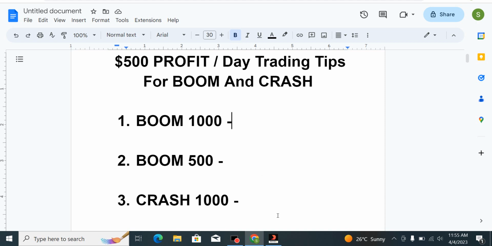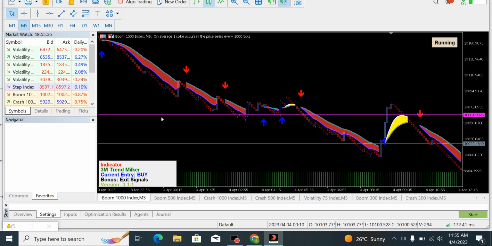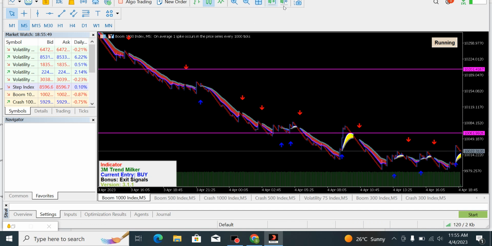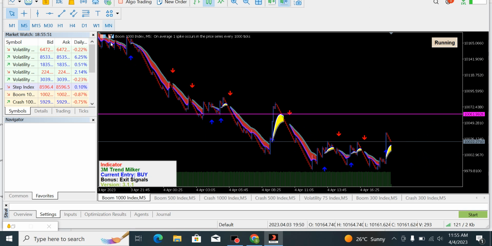Guys, this is Boom 1000. I'm on the 5-minute time frame, and of course I'm using the QDC 3M Trend Milker trading indicator. That is what I'm using to do my analysis right here. This has been on a downtrend for a very long time, and broke out from most support zones, but right here it has got into this support zone and tried it out several times. It has not been able to break out from there, so this will be going back on a buy trend.